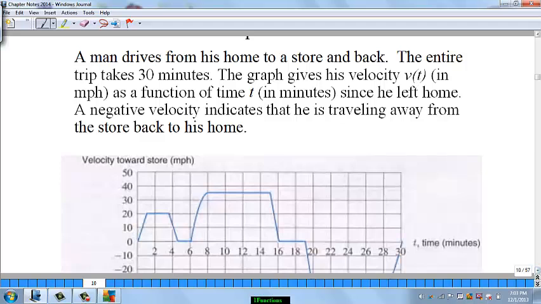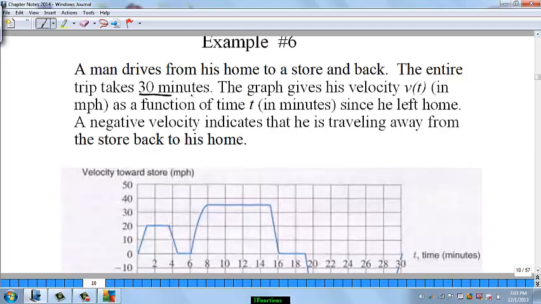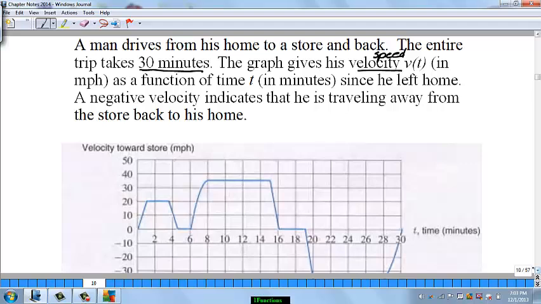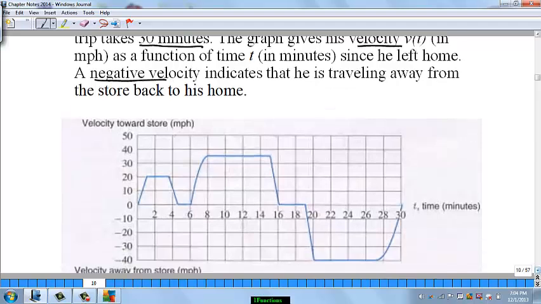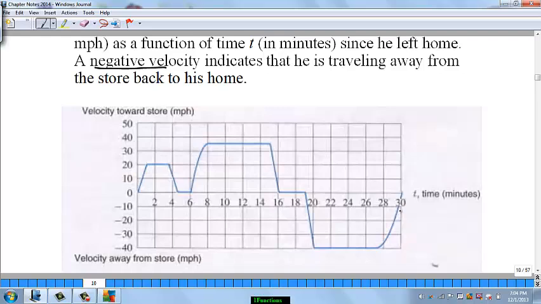Now I'm going to show you this example because this is kind of good for you guys to see. A man drives from his home to the store and back. The entire trip takes 30 minutes. The graph gives his velocity, or his speed, if you will, in miles per hour as a function of time since he left home. A negative velocity means he's traveling away from the store and back home. So you can't drive backwards, but this means he just turned around and he's going back home. Okay, so this is for 30 minutes. So this part here is to the store. And down here is coming back from the store.